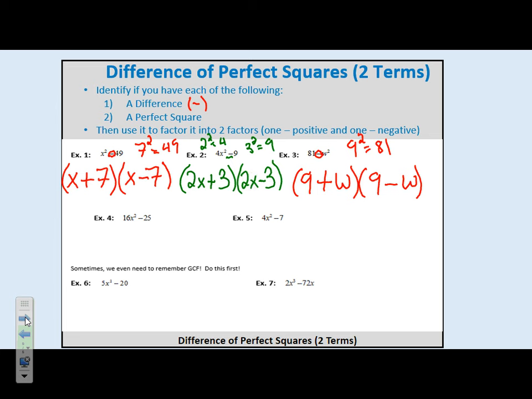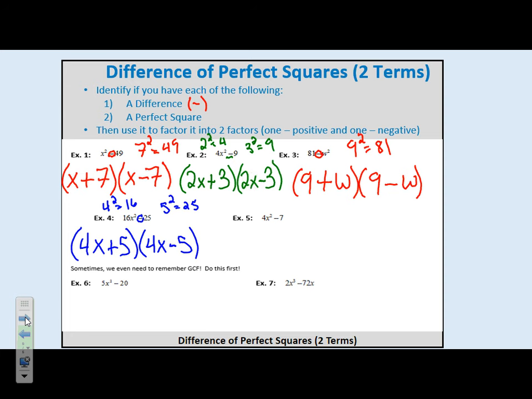All right, example number 4. We have 16 and 25, which are both perfect squares, because 4 squared equals 16 and 5 squared equals 25. And we're using our difference, our subtraction. So we're just going to have our 2 set up. Now we're going to have 4x in both of them. One's going to be plus, one's going to be minus. The perfect square of 25 is 5. And we are done. Okay, that one's all done.